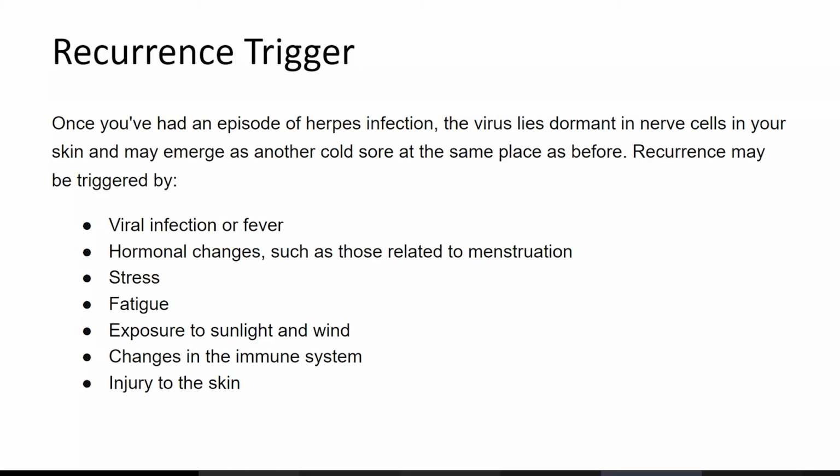Herpes is an infection that's caused by the herpes simplex virus, or HSV. Oral herpes causes cold sores around the mouth or face. However, once you've had an episode of herpes infection, the virus lies dormant in nerve cells in your skin and may emerge as another cold sore at the same place as before.